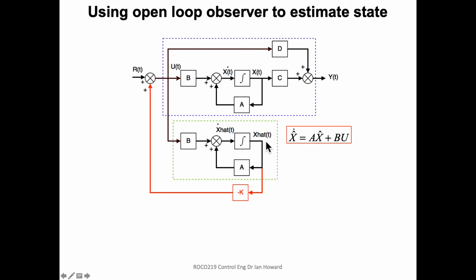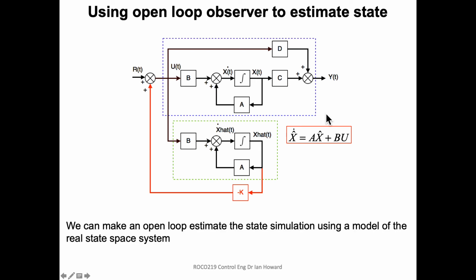So we're calling it x hat because x hat is now going to be the estimate of the state of the system as opposed to what the actual state of the system is. So we have the corresponding slight change in the state space equations. We now say it's x hat dot equals A x hat plus B u.